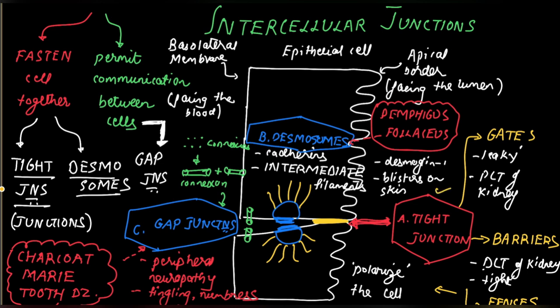So the intercellular junctions are the tight junctions, which are of three types: gates, barriers and fences. Gates are leaky tight junctions in the proximal tubule of the kidney, barriers are tight junctions in the DCT, and then there are fences which maintain the orientation of transporters on the apical and basolateral side. There are desmosomes, which are made of cadherins, and intermediate filaments are attached to them. There are gap junctions, which are made of six connexins, forming a connexon. And a defect in gap junctions causes Charcot-Marie-Tooth disease.